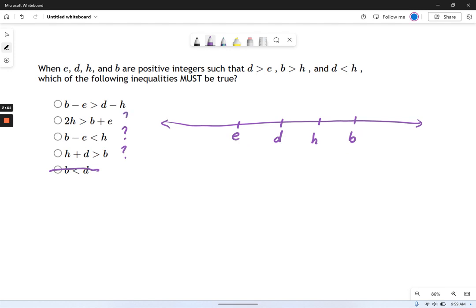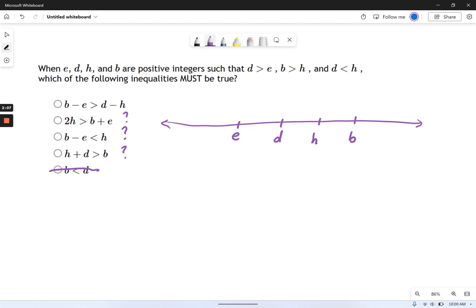How about this one? 2H is greater than B plus E. Well, 2H greater than B plus E. I don't know if that's true. And I'll give you an example. What if B were 100 and H were 7, then we had 6, then we had 5. Okay, 2H would not be greater than 100 plus 5, right? So I've got a bunch of things here, and I don't know if they're true or not, even though I know the order of the numbers on this line.